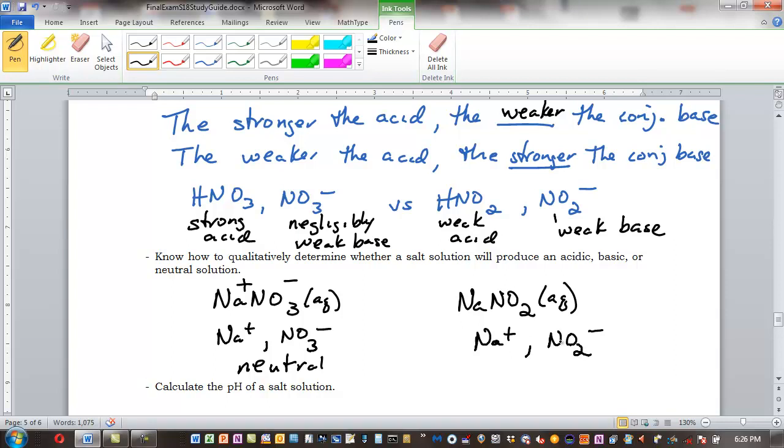Sodium nitrite, on the other hand, NO2 minus is the conjugate base of a weak acid. So we just talked about that, it is a weak base. So that salt will dissolve in water and will produce what? A basic solution.